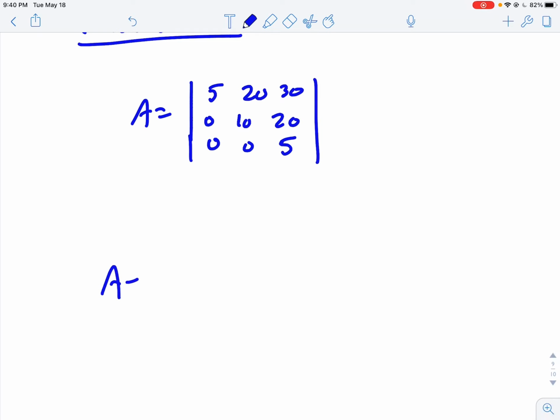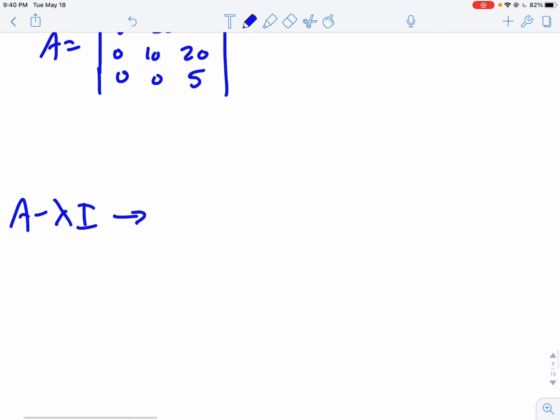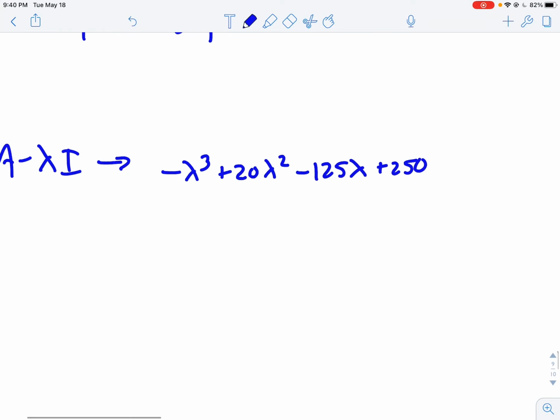So what we're going to start off by doing is A minus lambda I to find our characteristic equation, which is minus lambda cubed plus 20 lambda squared minus 125 lambda plus 250. And from this we get that our eigenvalues are lambda equals 10 and lambda equals 5, which has a multiplicity of 2.